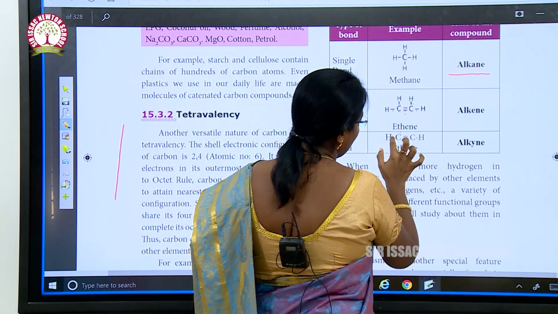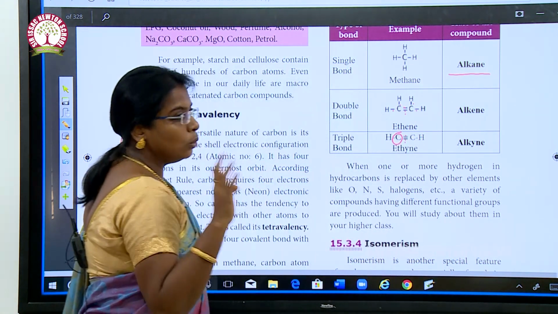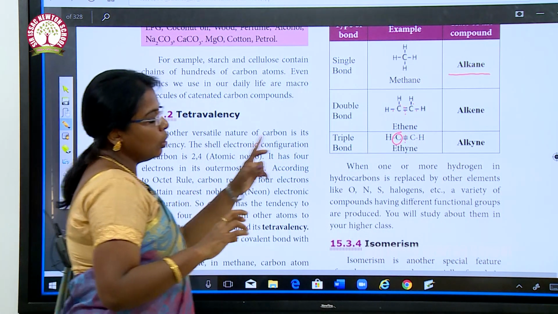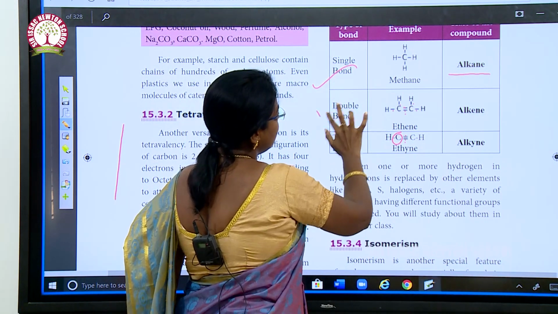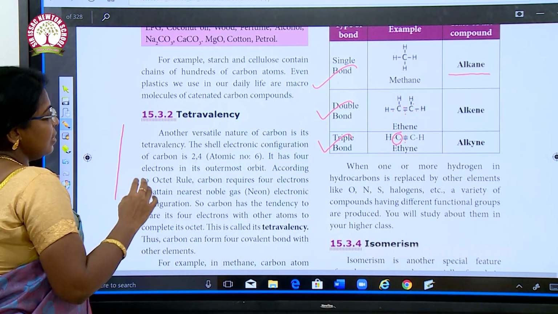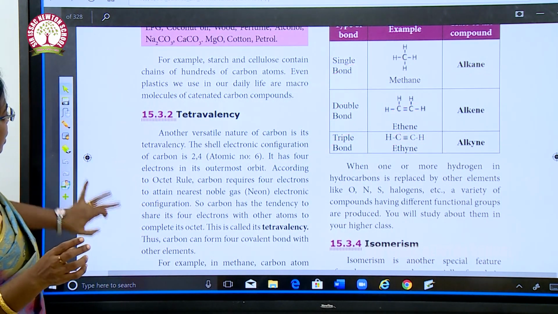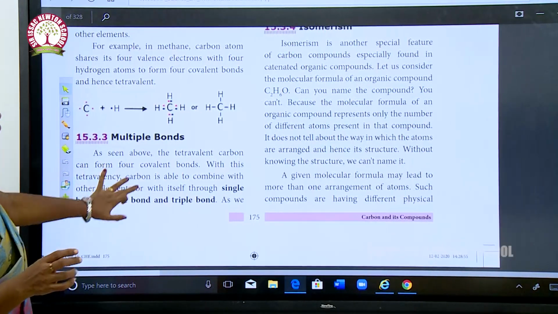See here, this carbon has shared 1, 2, 3, 4 bonds, so totally 4 electrons are shared. So carbon has the tendency to form a single bond, double bond, and a triple bond. That is tetravalency. Another versatile nature of carbon, now that we have seen tetravalency, is isomerism.